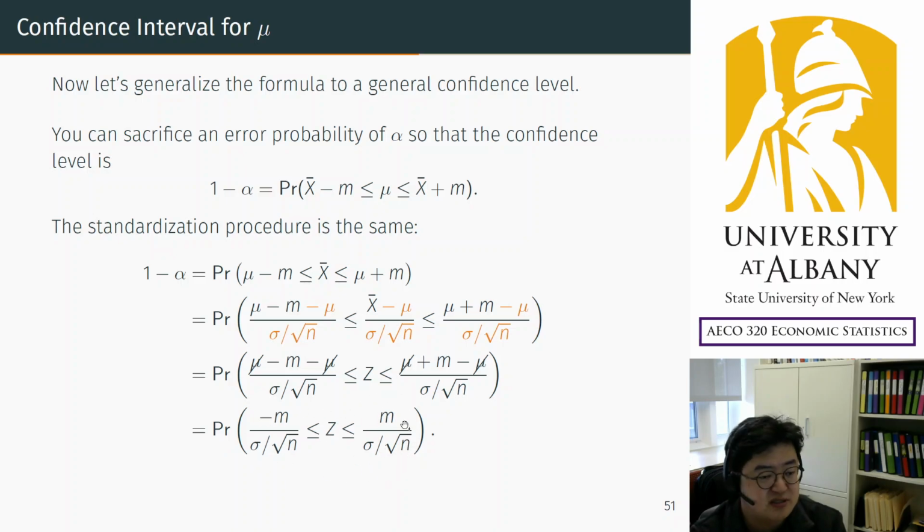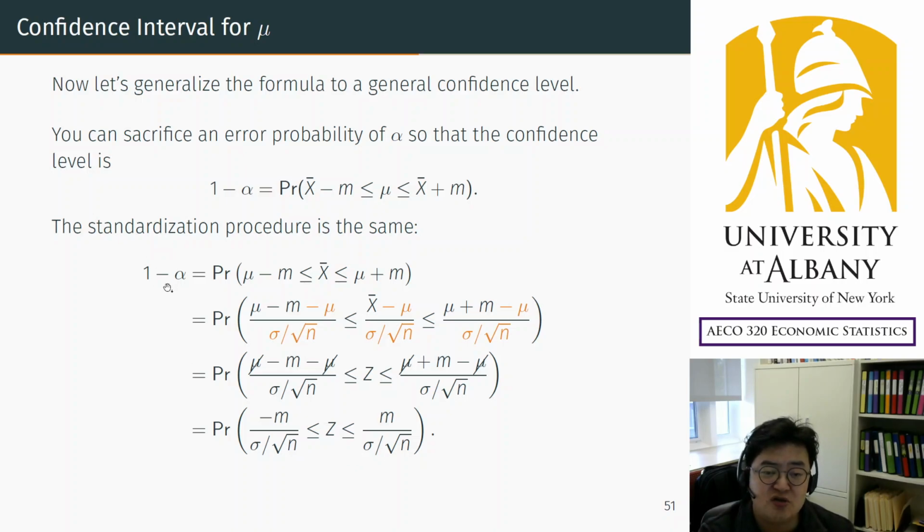So this part does not change because it does not depend on alpha. So this is the same as before. You standardize and mu cancels out. Standardized x bar becomes z, and then you get this one. And again, the point is both sides, left side and right side, are the same number with different signs, right? Plus minus something. It equals 1 minus alpha.